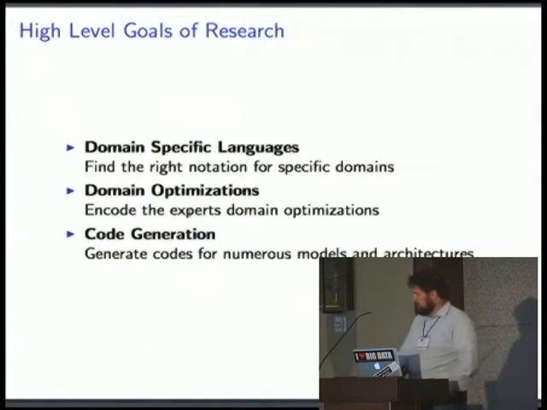We showed that with the Phoenix, where we were able to get finite element calculations up to 1,000 times faster by just taking the right domain optimizations. Domain optimization is the idea that an expert knows this domain, and then we generate code for any number of models and things like that.